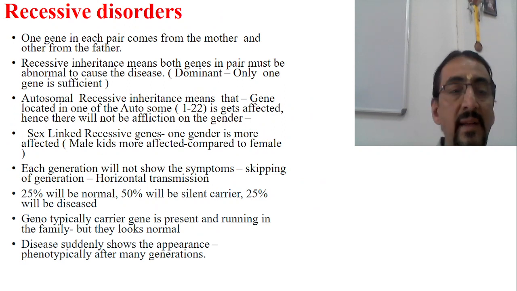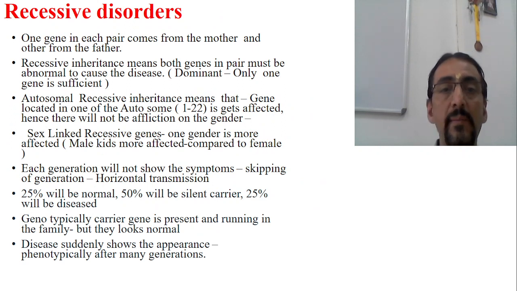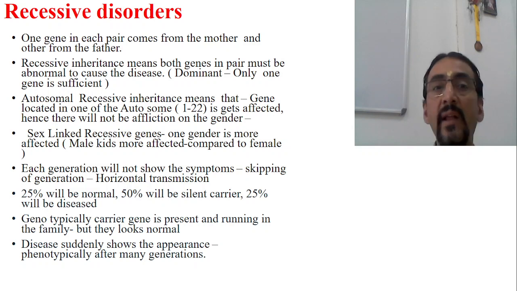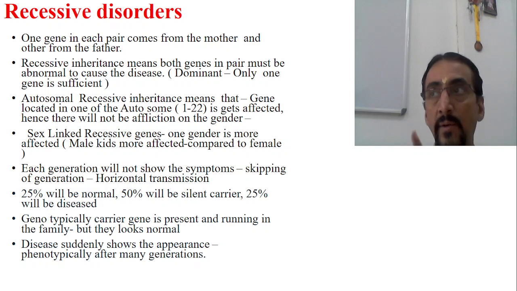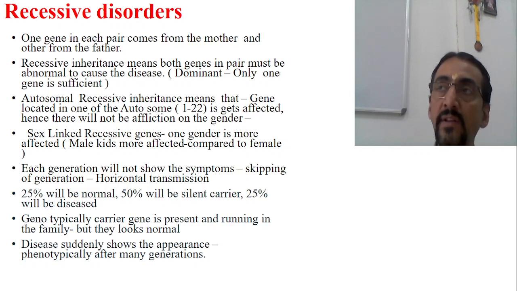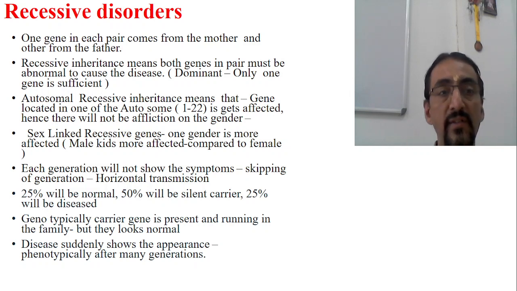Now, this will be a repetition of the same if I repeat. One gene in each pair comes from the mother and another from the father. I told that. Recessive inheritance means both the genes in a pair must be abnormal to cause the disease. Dominant means only one gene; if it is mutant, it is sufficient to cause the disease.